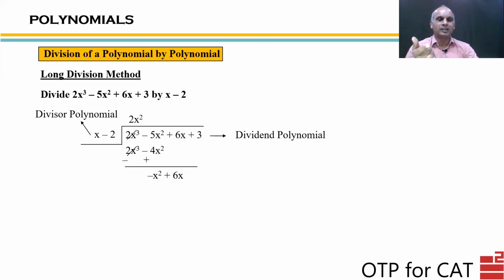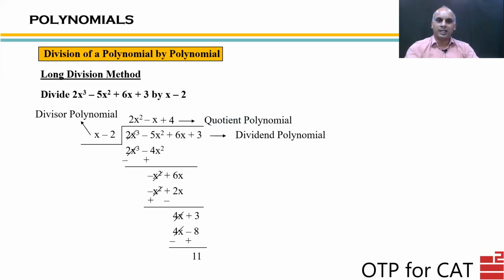So my next term in the quotient polynomial will be minus x, because minus x multiplied with x minus 2 gives me minus x squared plus 2x. Now again I subtract, sign reversal will happen. I'll get 6x minus 2x, that is 4x. And then I again take down the next term from the dividend, that is plus 3. So I get 4x plus 3. And lastly, I'll have plus 4 above, so that 4 into x minus 2 gives me 4x minus 8.